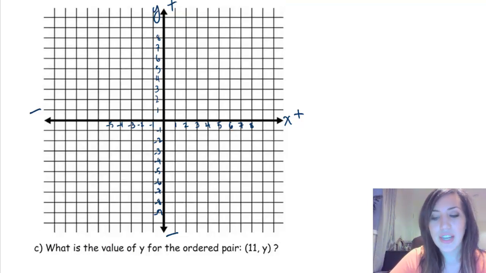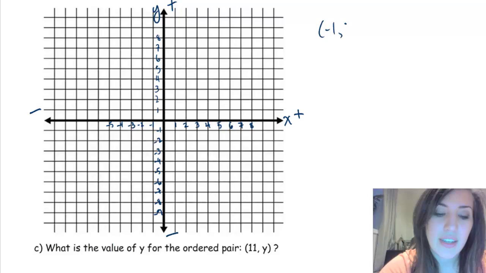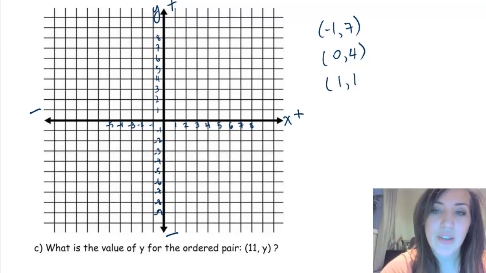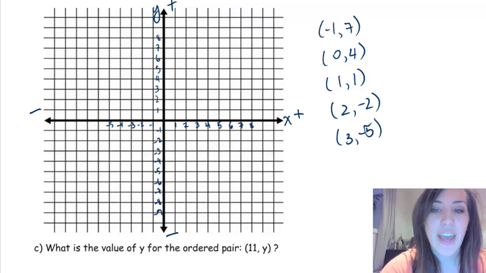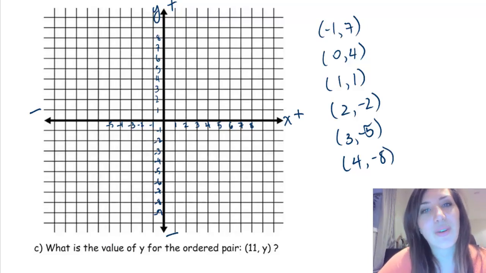So let's look at this. We know all of the points. The first one was negative 1, 7. The next one was 0 for the x, 4 for the y. Then we had 1 for the x, 1 for the y, 2 for the x, negative 2 for the y. When x is 3, y is negative 5. And when x is 4, y is negative 8. So here are our coordinate points.